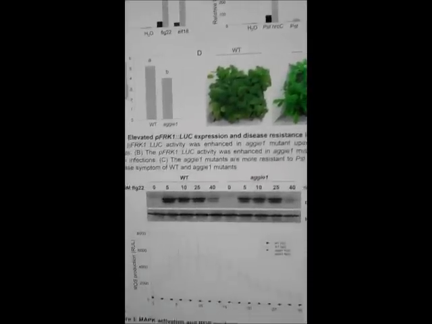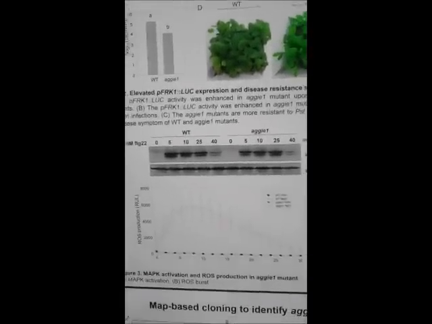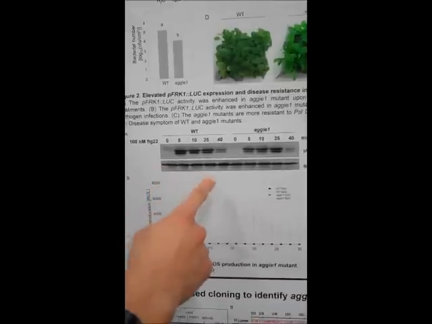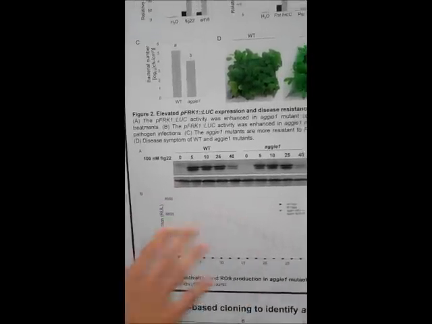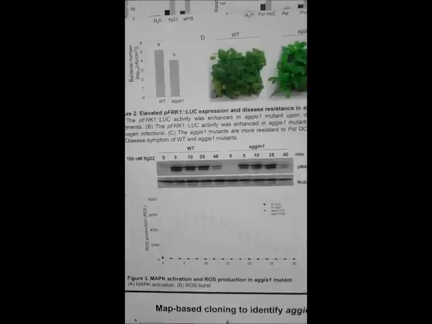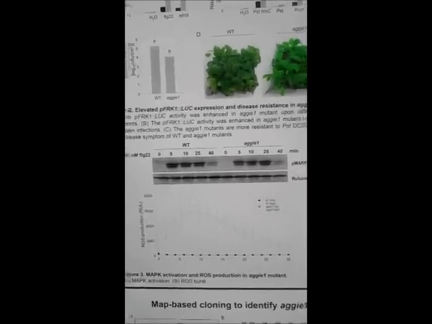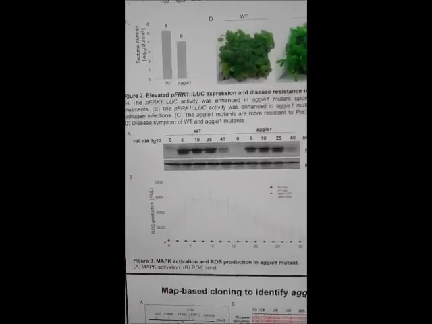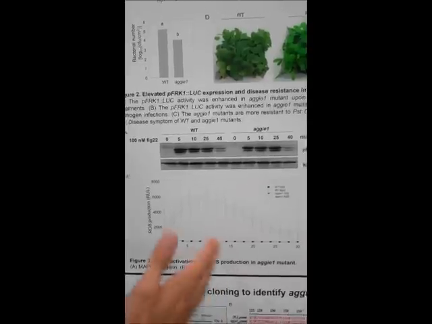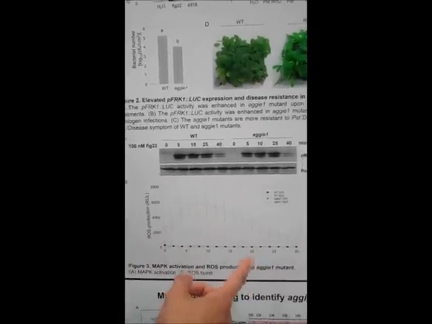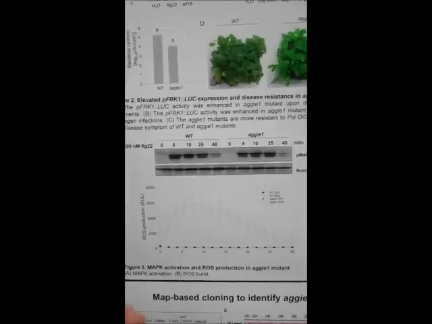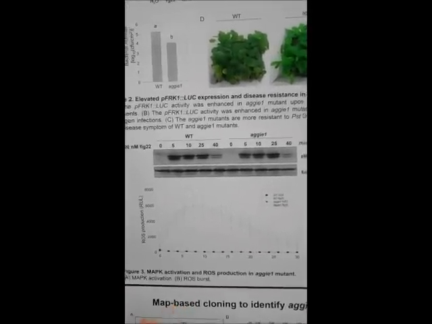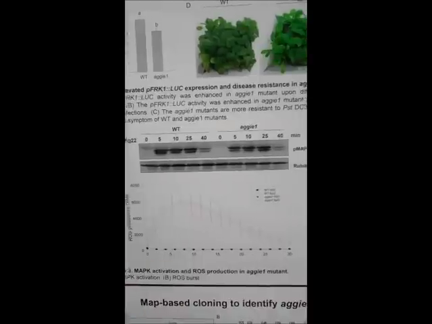And we did more biochemical analysis. We tested MAP kinase activation in the Aggie 1 mutant, and there's no detectable difference. This indicates that Aggie 1 is downstream of the MAP kinase cascade or independent of it. Similarly for ROS production, Aggie 1 shows no detectable difference from wild type, so it's either independent of or downstream of ROS production.